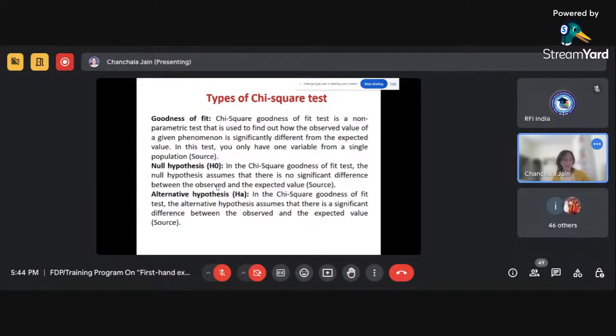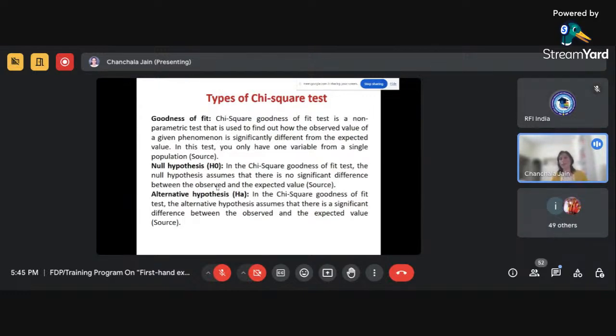So say for example, if I talk about the absenteeism of the students in my class, on 7 days I want to check how many absentees came. For example, on Monday, I observed 7 students were absent. On Tuesday, suppose 2 students were absent, and likewise I have counted the absentee students in my class for all the 6 days in a week. And then I want to see whether these observed frequencies over a particular week are equally distributed for all the 6 days or not.